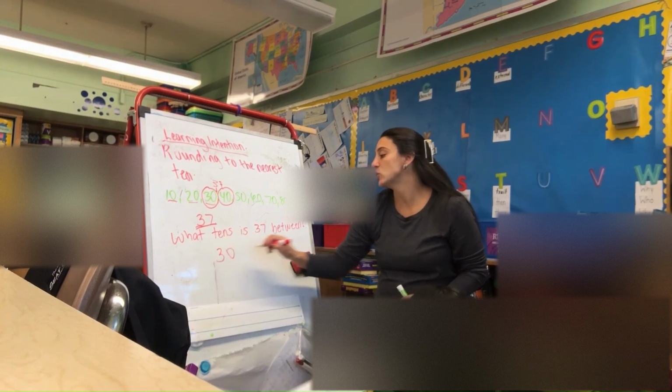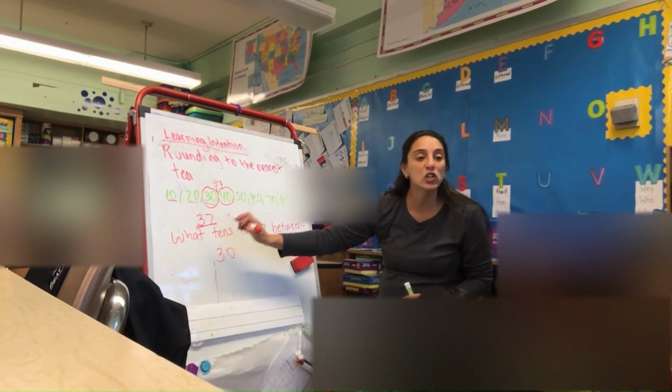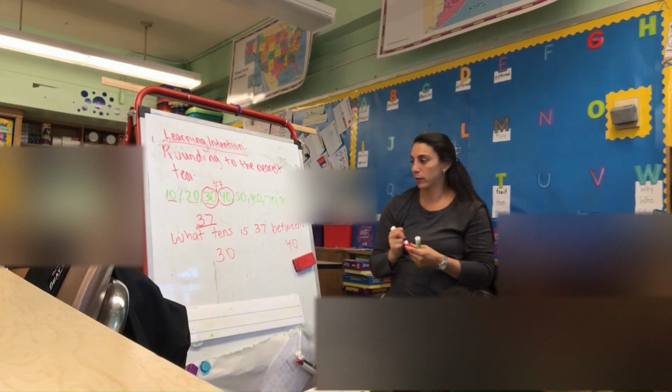It must be in between which two tens? 30 and 40. So now my question is, what is 37 rounded to the nearest 10? Which 10 would it be closer to? Prove it. I'm going to answer proof. We know that 37 is in between 30 and 40, but we're rounding to the nearest 10. So what is 37 rounded to the nearest 10?